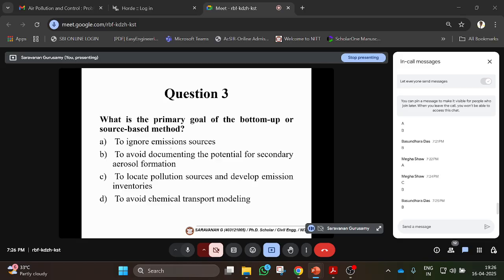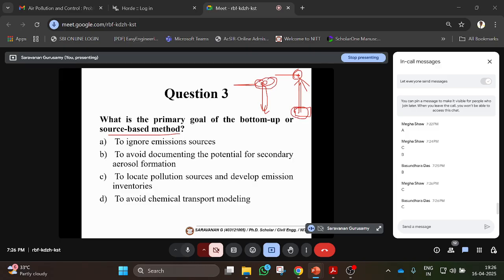Third question. What is the primary goal of the bottom up or source based method? There are two methods for air quality measurement, top down and bottom up. Bottom up is called the source based method because from the source we see how much it is emitting, and from that we find the concentration of pollutant at the receptor side. The other one is top down. I am having this much pollution here, then what is the source? So that is top to bottom, the top down method. That is the receptor based method.